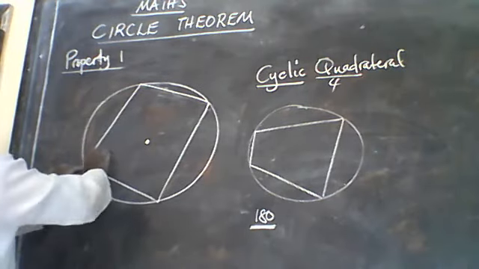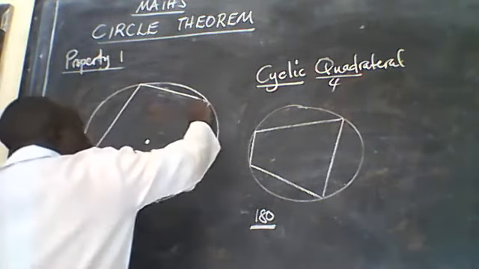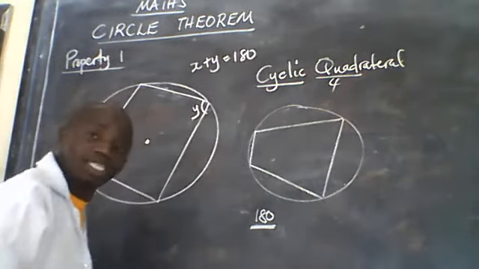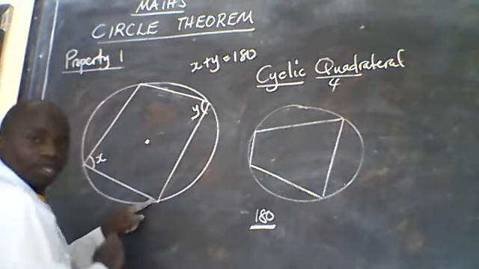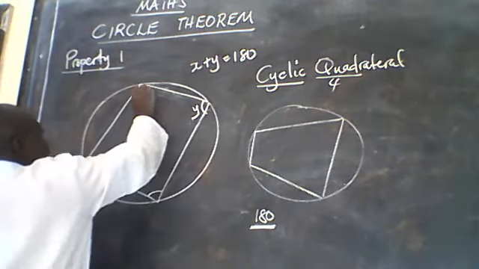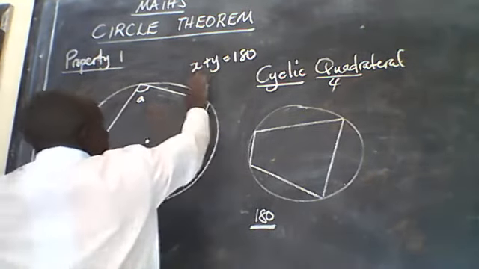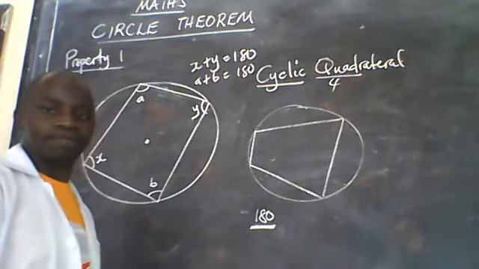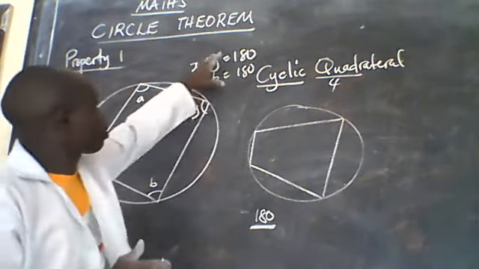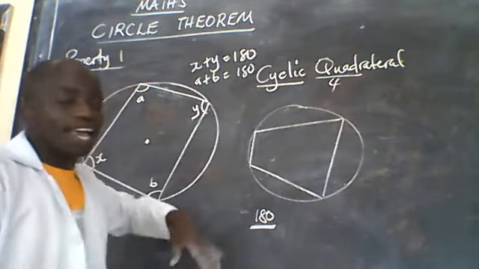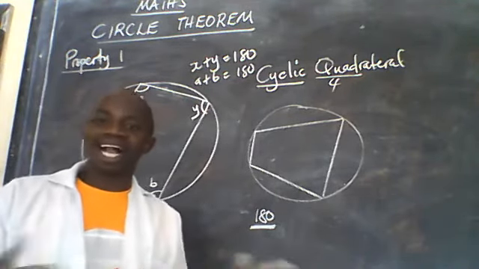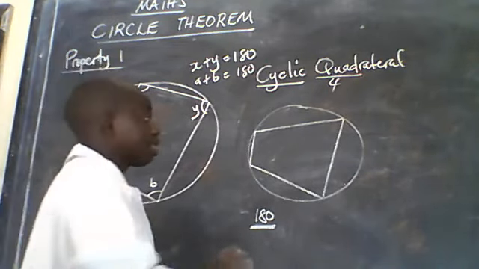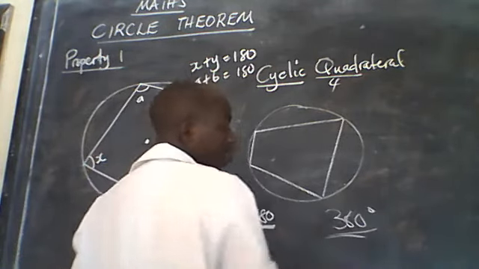So this angle can be x, and this angle can be y. x plus y will always give you what? 180 degrees. Together with this one and this one, A plus B will also give you what? 180 degrees. That is the property there. So we can conclude to say any four-sided shape, being it a kite, rhombus, rectangle, any four-sided shape, the sum is 360 degrees.